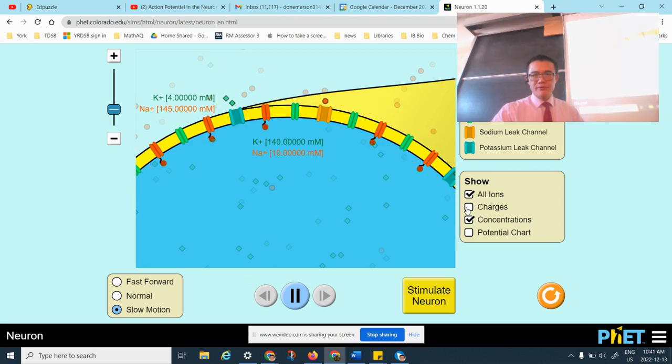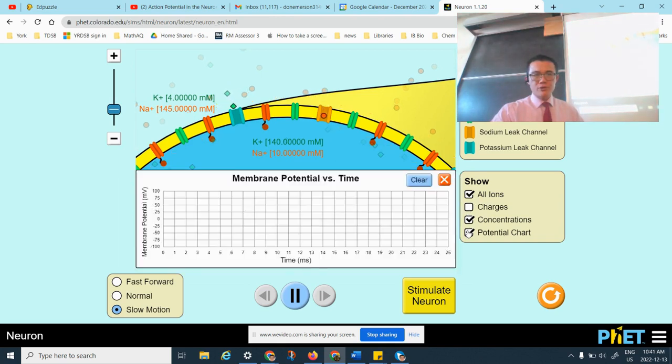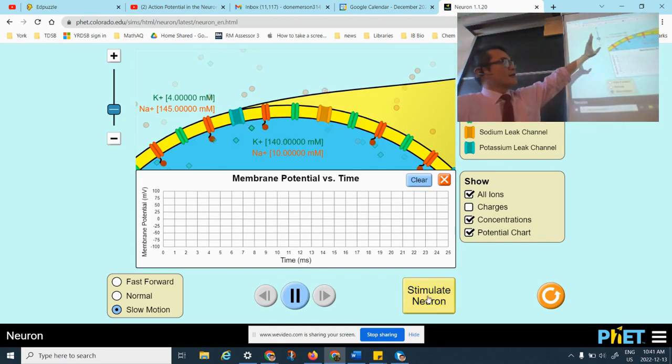Now, I'm just going to remove this part here. I'm going to show the potential charge. So I'm going to give this neuron a stimulation, okay? Depending on what kind of neuron it is, it will rely on different types of stimulation.